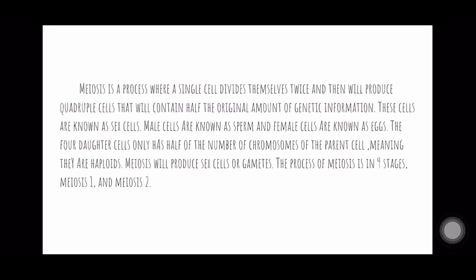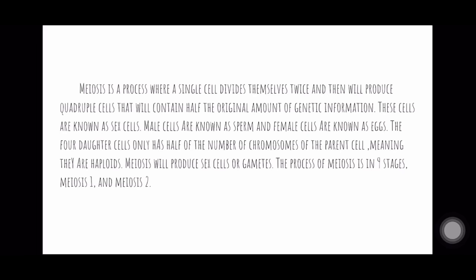Meiosis is a process where a single cell divides itself twice and then produces four cells that contain half the original amount of genetic information. These cells are known as sex cells. Male cells are known as sperm, and female cells are known as eggs. The 4 daughter cells have only half the number of chromosomes of the parent cell, meaning they are haploids.